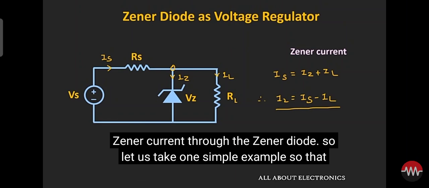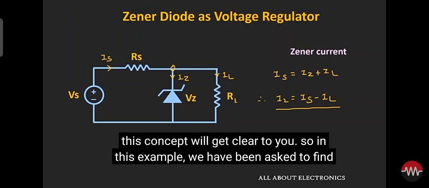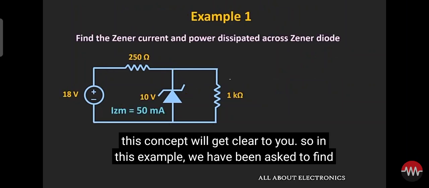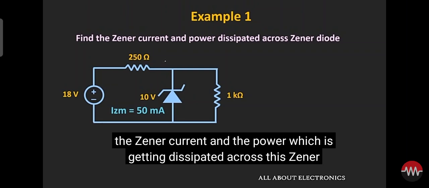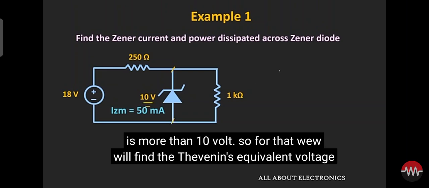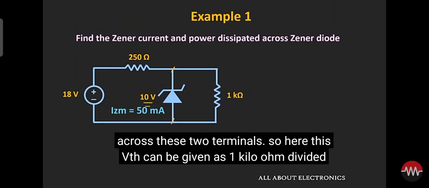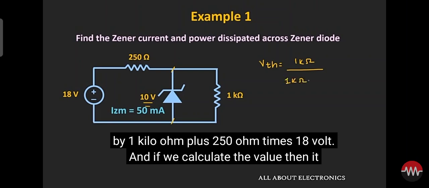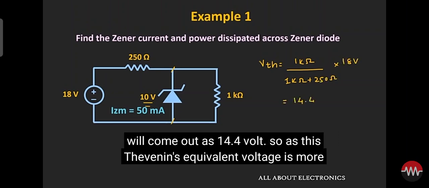So let us take one simple example so that this concept will get clear to you. So in this example we have been asked to find the Zener current and the power which is getting dissipated across this Zener diode. So first of all we need to ensure that the voltage across the Zener diode is more than 10 volt. So for that we will find the Thevenin's equivalent voltage across these two terminals. So here this VTH can be given as 1 kilo ohm divided by 1 kilo ohm plus 250 ohm times 18 volt, and if we calculate the value then it will come out as 14.4 volt.